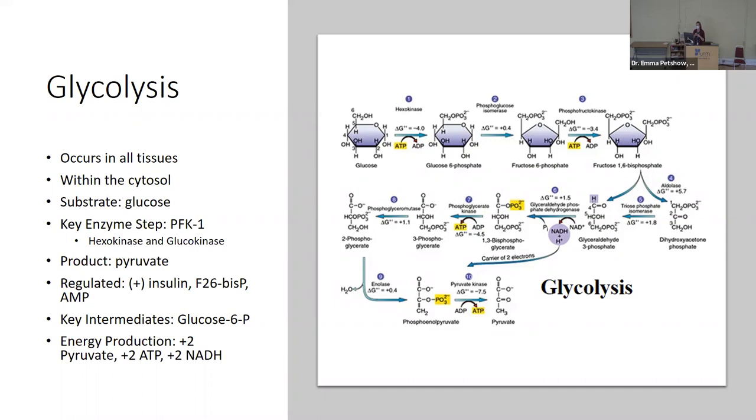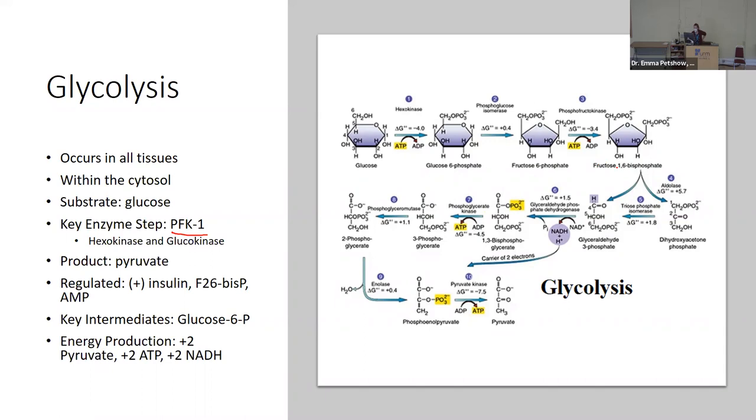So glycolysis occurs in all tissues. The key piece here is it's in the cytosol of the cell. This is one that's not occurring in the mitochondria, which makes it different. You're starting with glucose. You're ending with pyruvate. Your key enzyme step here is phosphofructokinase. Phosphofructokinase, PFK1, which is occurring right here in step 3.